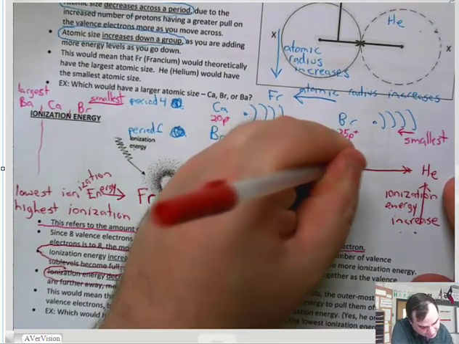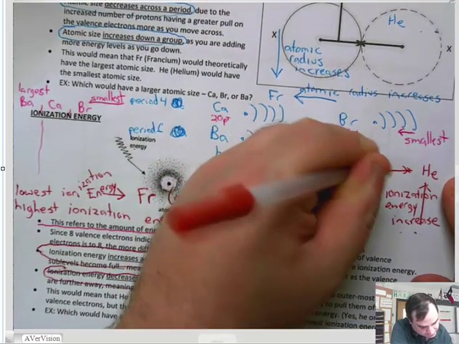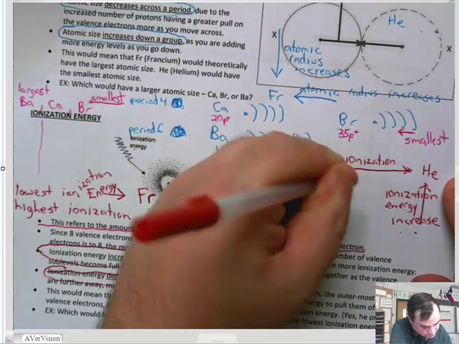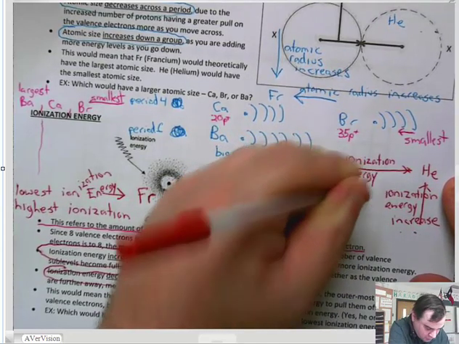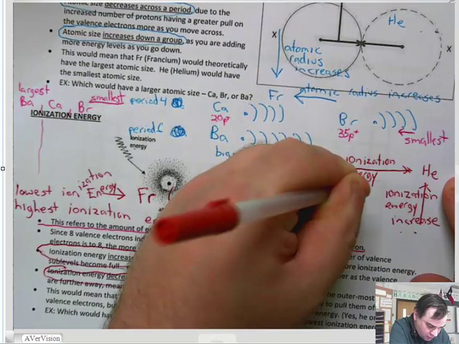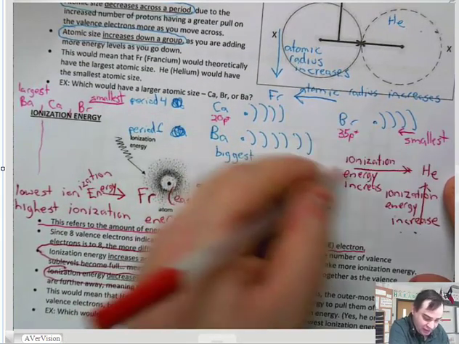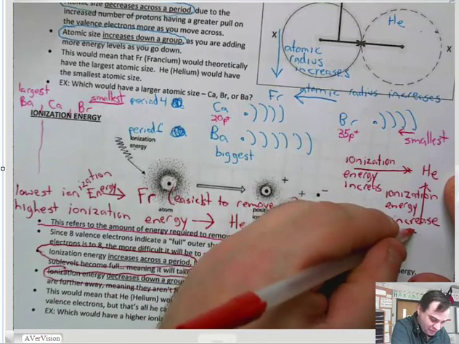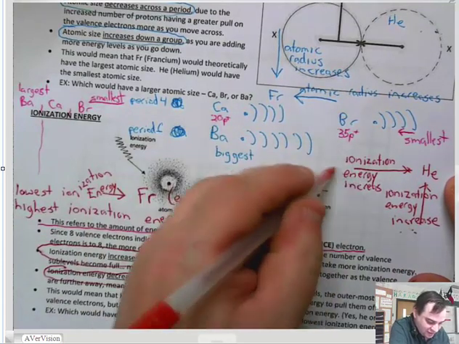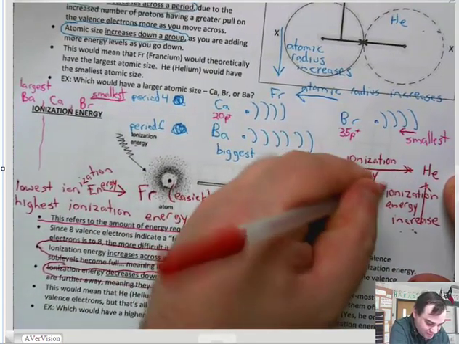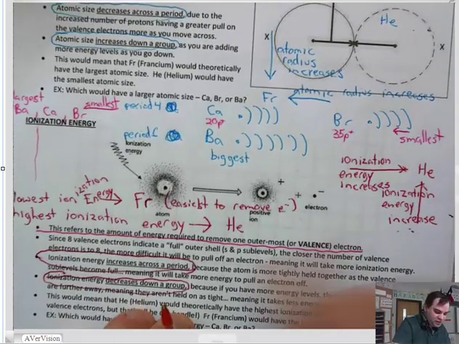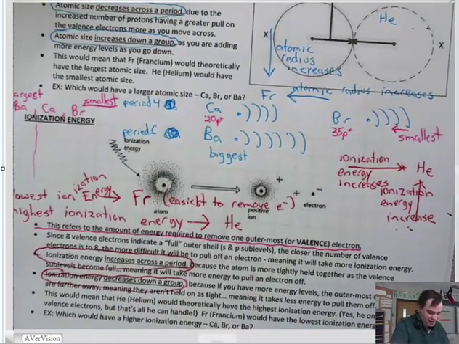It increases going left to right across a period. So it increases going up the group. I don't even know if I could place a group there. And ionization energy increases across the period here. Okay.